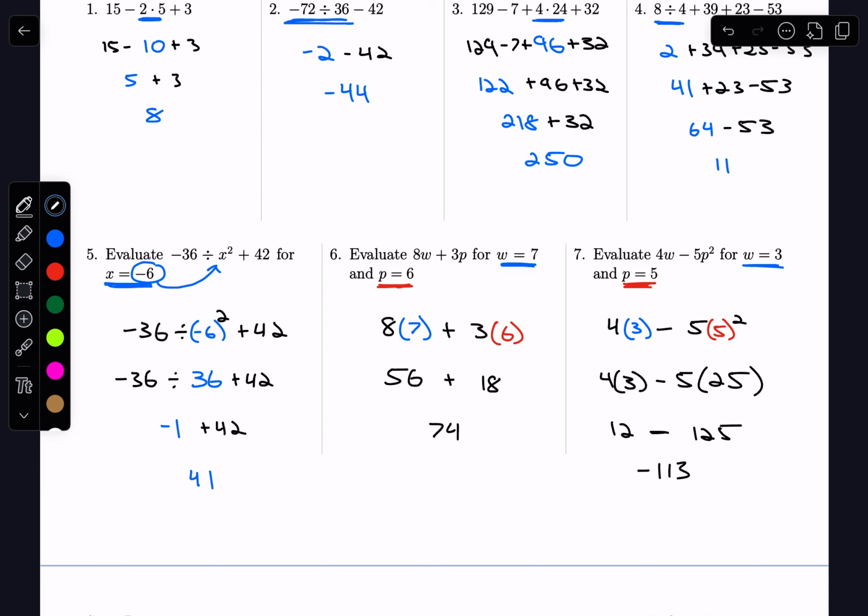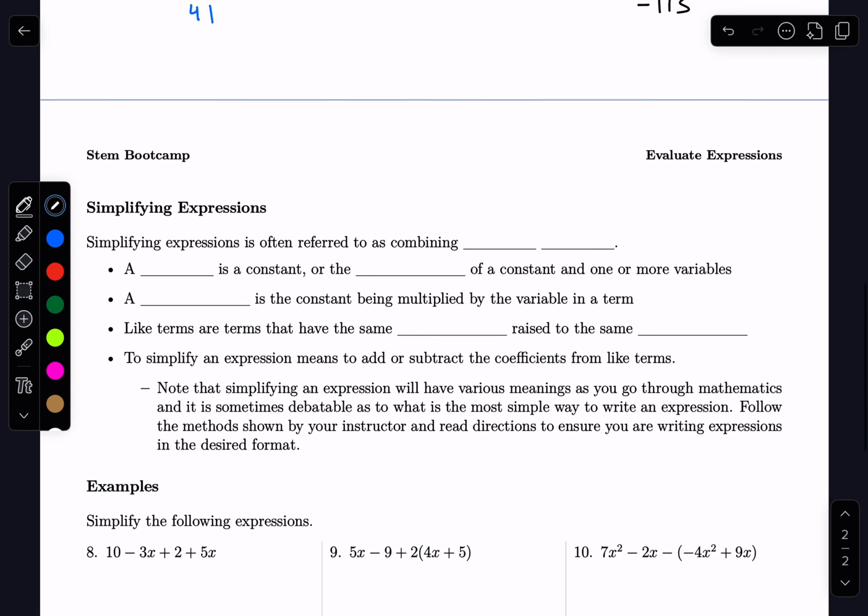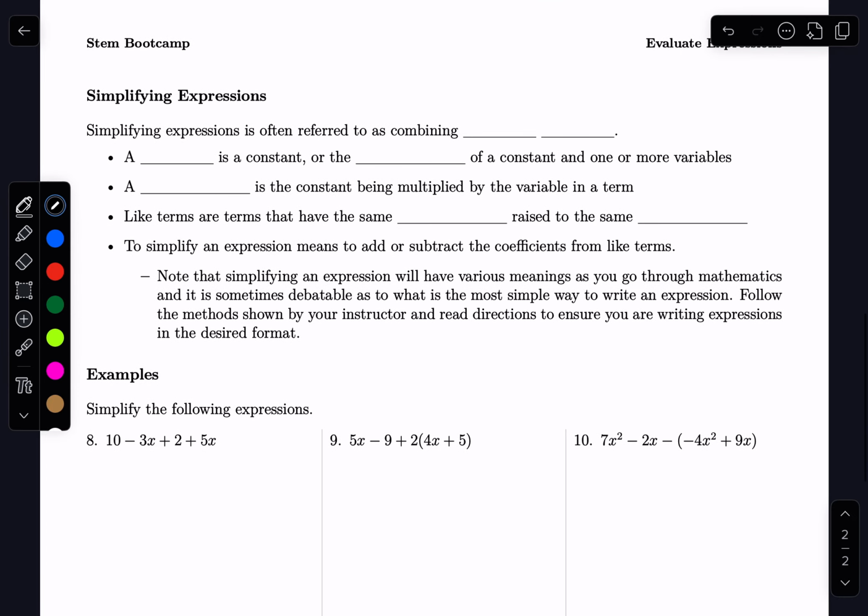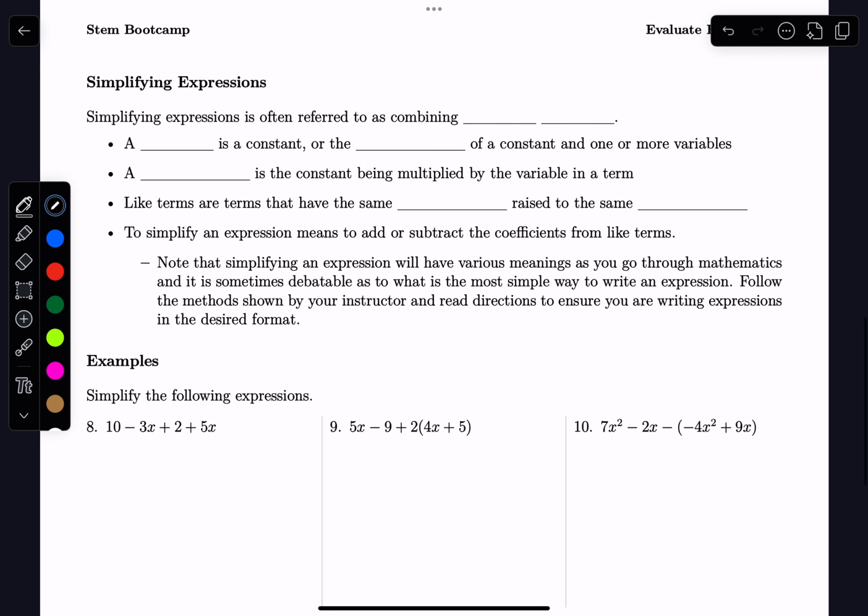All right, now we're going to move on to simplifying expressions. And this is going to require a little bit of vocabulary to get going. So simplifying expressions is often referred to as combining what are called like terms. And in order to know what combining like terms means, first we have to know what a term is.